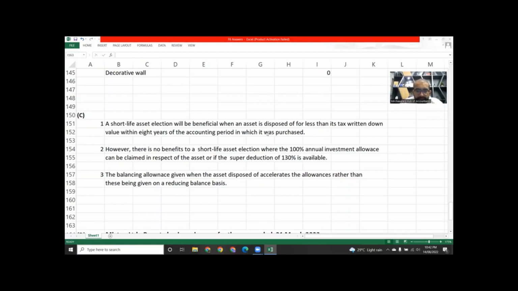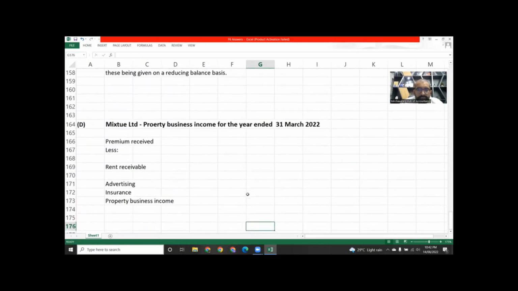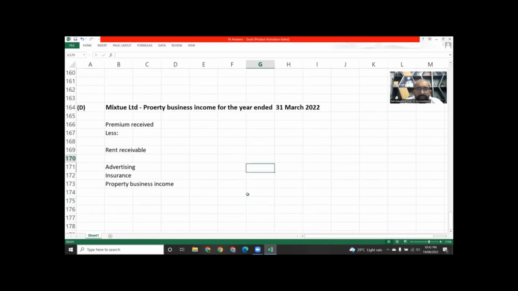Now, the next thing, the last thing, is property income. In the property income, check the question. First of all, let's do premium received. How much was the premium received? 18,000 less 2% into n minus 1. What is n minus 1? N minus 1 is 5 minus 1, okay? 5 minus 1.